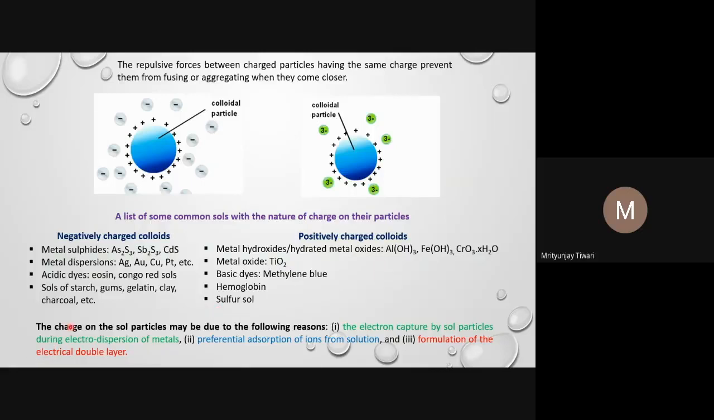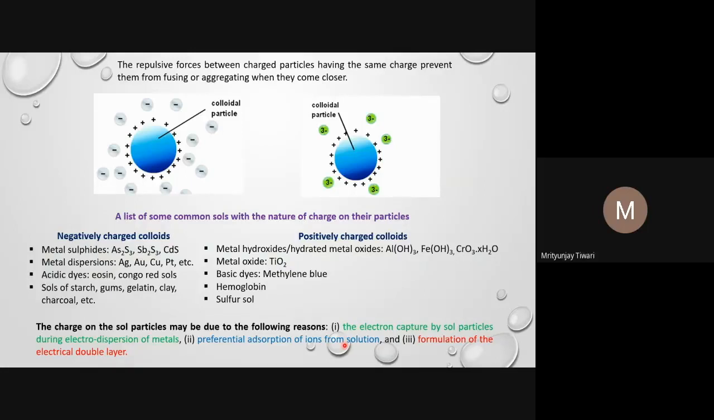This is seen, and then finally what we saw is that the charge on the sol particles may be due to the following reasons, and these are the reasons because of which we see the charge on the colloidal particles, and the charge again may be positive or negative. One reason is the electrons captured by sol particles during electrodispersion of metals. While doing this, the particles also capture certain electrons, and because of that they get negatively charged.